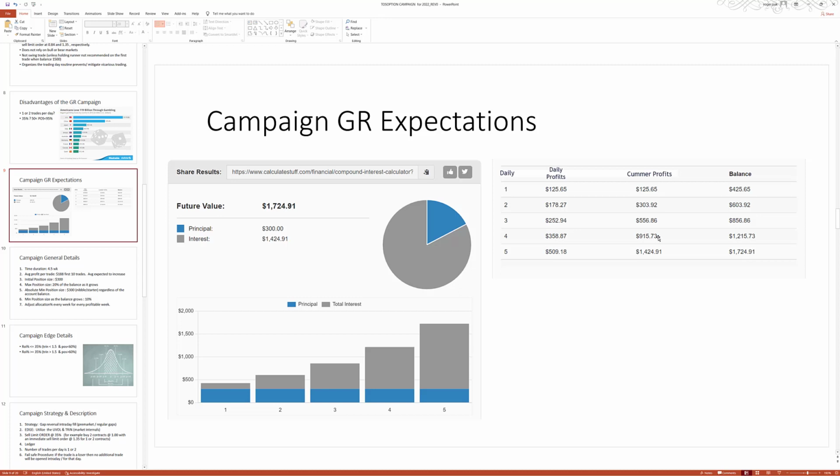So on the 4th trade, the cumulative profits should be at $915. So we'll take a look.